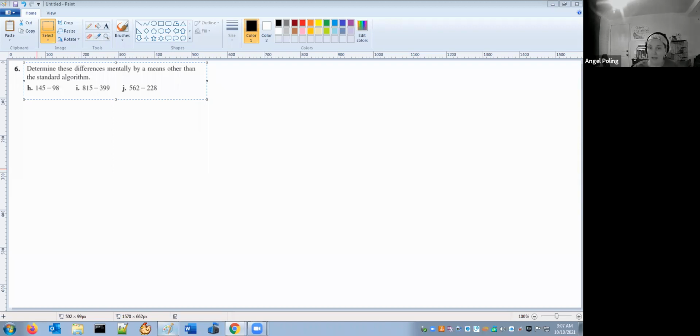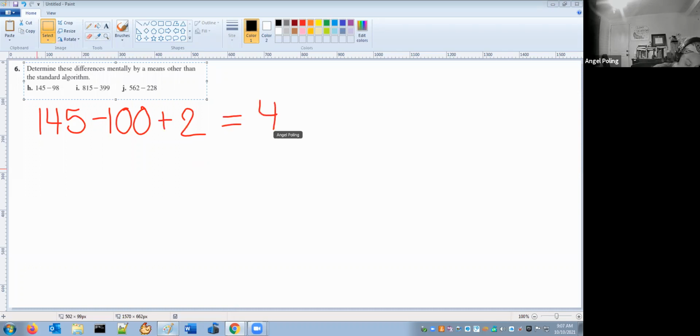145 take away 98 could be like 145 take away 100 and then add 2 because we added 2 to get to 100, right? So 145 take away 100 and then add 2, that would give me 45, add 2 is 47.